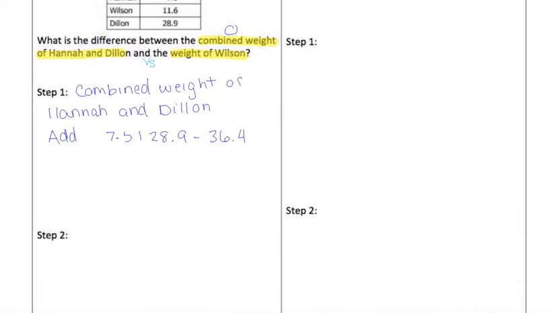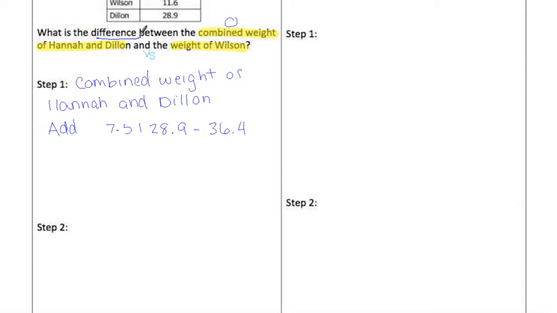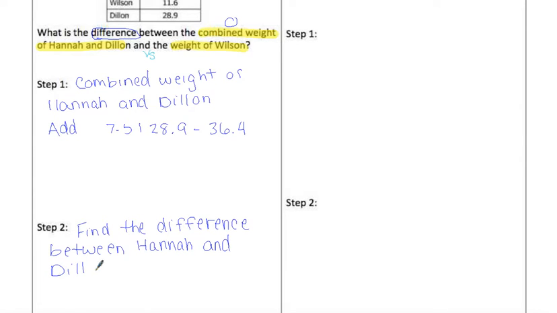Now, we're not quite done yet, though, because we need to do that versus the weight of Wilson and compare it, because it wants to know what is the difference right here. And that difference means that we're going to do subtraction. So for step 2, we're going to find the difference between Hannah and Dylan versus Wilson.